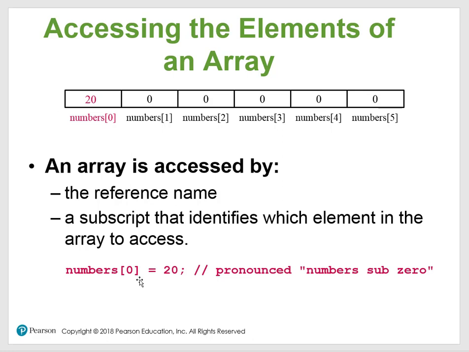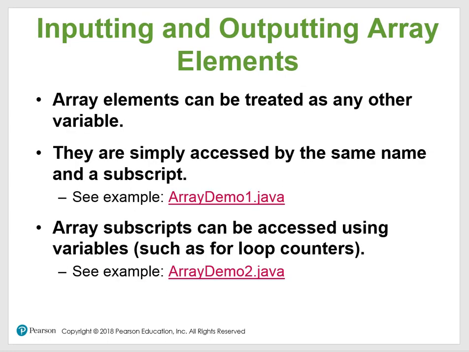But remember, the equal sign means the right side is assigned to the left side. Here you're putting 20 inside of element 0 of number. You input and output an array the same way. Let's take a look at array demo 1 and 2.